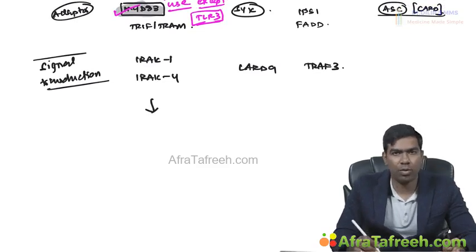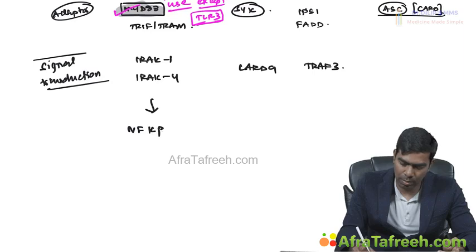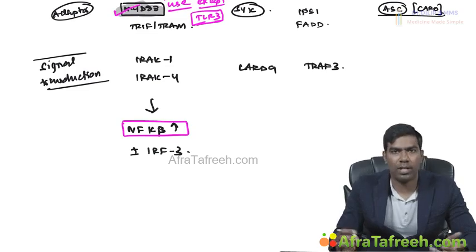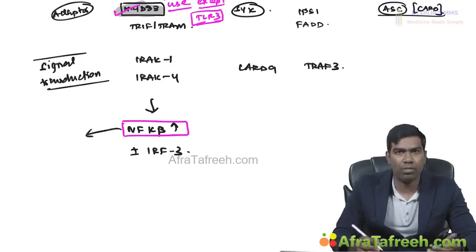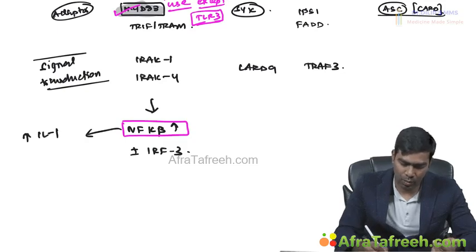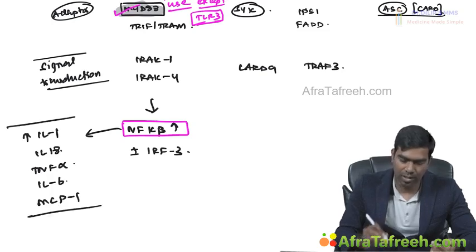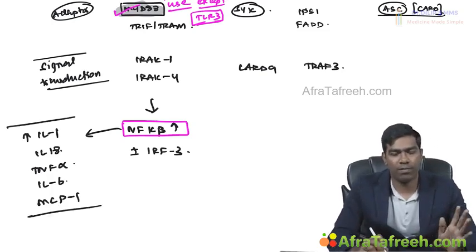So once the signal transduction proteins are activated, what are you going to increase? You are going to increase the production of NF-kappa B, plus or minus IRF3, out of which NF-kappa B is the most important. That is where everything terminates. What is the reason for increasing NF-kappa B? Because it is going to increase the transcription of certain mRNAs, which will translate into proteins later on. What proteins will be increased in the cell once NF-kappa B increases? These are the pro-inflammatory cytokines like interleukin 1, interleukin 18, then tumor necrosis factor alpha, interleukin 6, MCP1. All these things are very important pro-inflammatory cytokines.